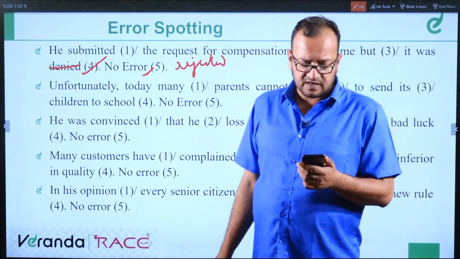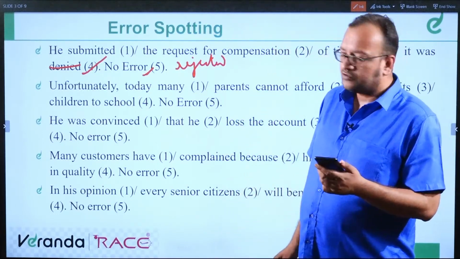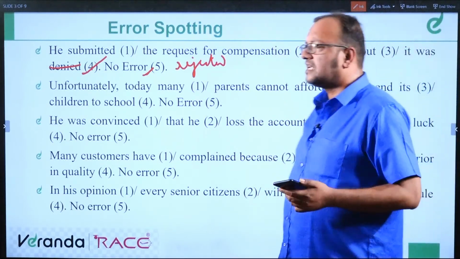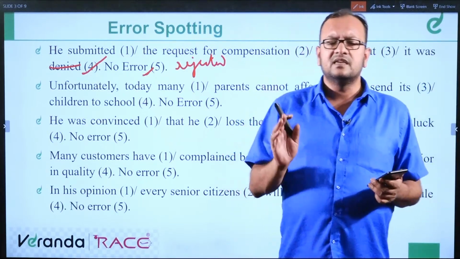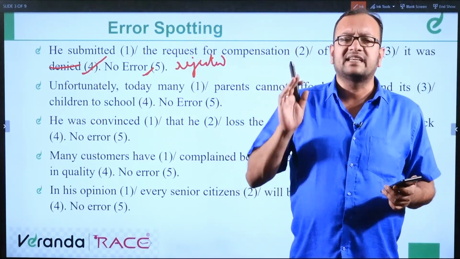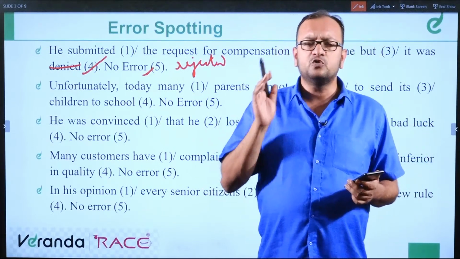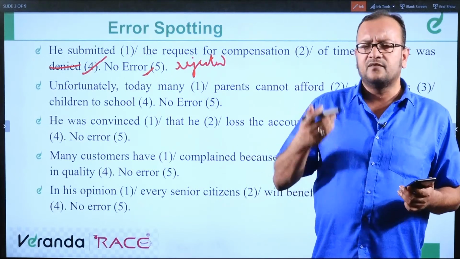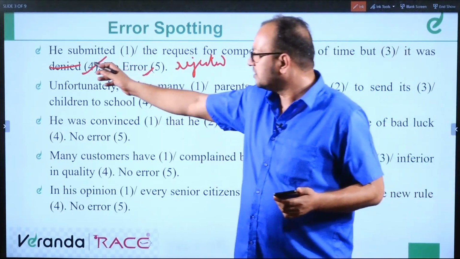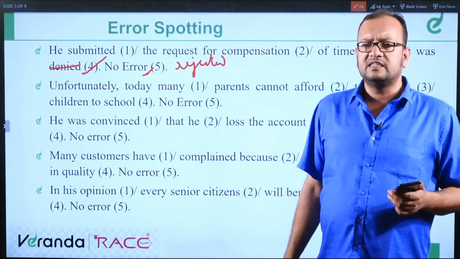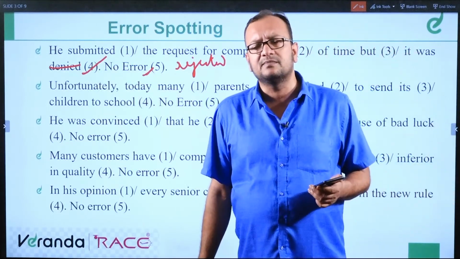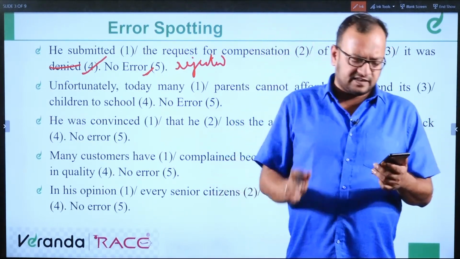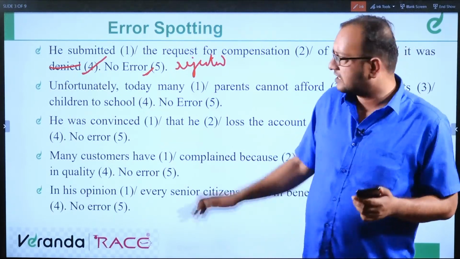Good morning, Farhat, Panu, Manjot Singh. So it will be rejected. He submitted a request for compensation of time, but it was denied. See, denial is of something; denied means some truth which you don't accept. A fact which you don't accept, we use denied for that. So I'll retract my previous statement, which was no error. I'll put rejected over here. It was rejected or declined, not denied. Denied is used for non-acceptance of a truth or a fact. Fine. So rejected is the best answer.